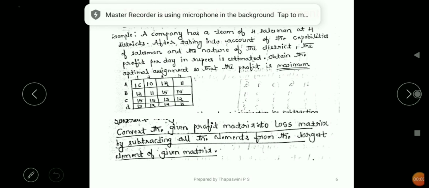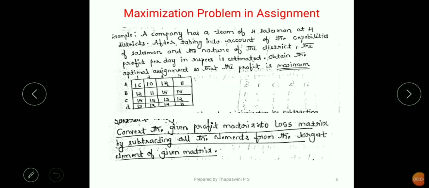Next we shall see one more variation in the assignment problem, that is the maximization problem in assignment. We know that the objective of the assignment problem is to minimize the total cost of assigning jobs to people. But if the given problem is a maximization problem, then let us see how to solve it. Now consider this example.